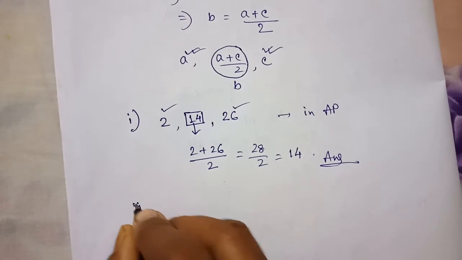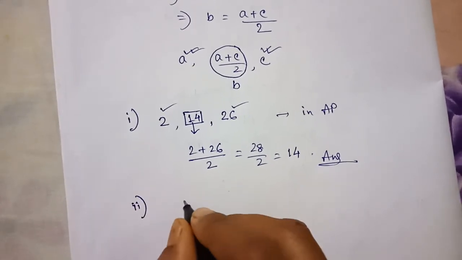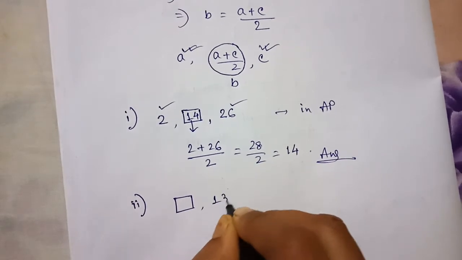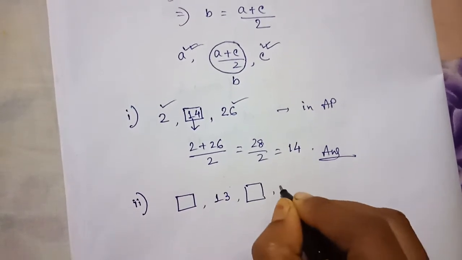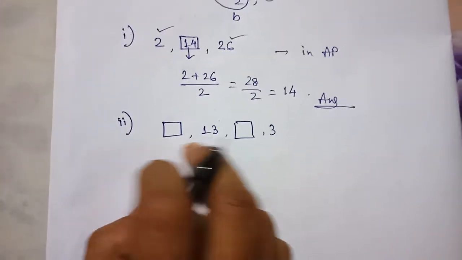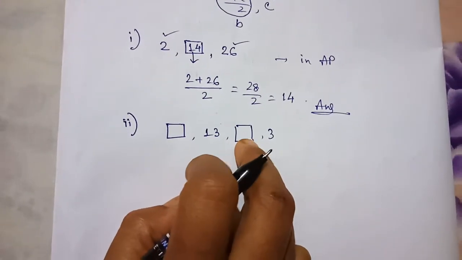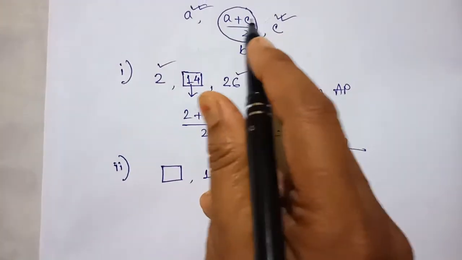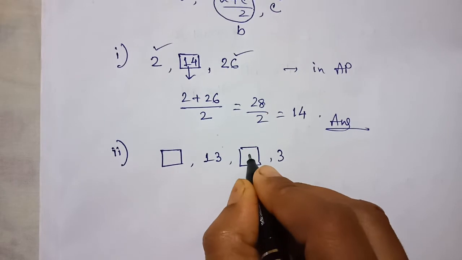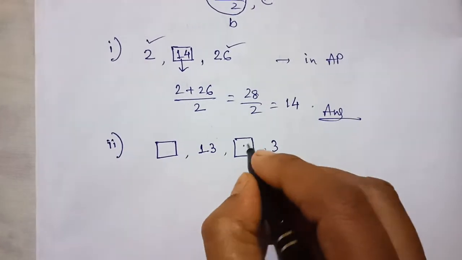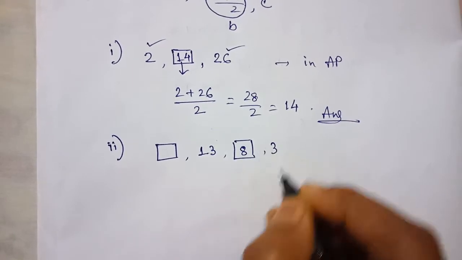Similarly, number 2 I am doing. Number 2: one box, then 13, then another box, and then 3. We will not look at the first box. We will look first at the second blank, and then we will follow the same rule, (a plus c) by 2. So what will it be? It will be (13 plus 3) divided by 2. It means 16 by 2, that means it will be 8.